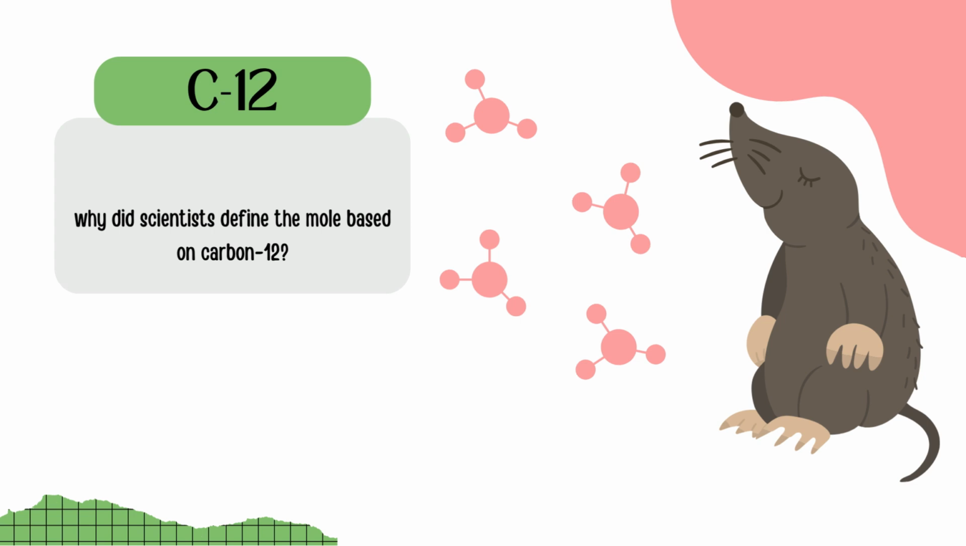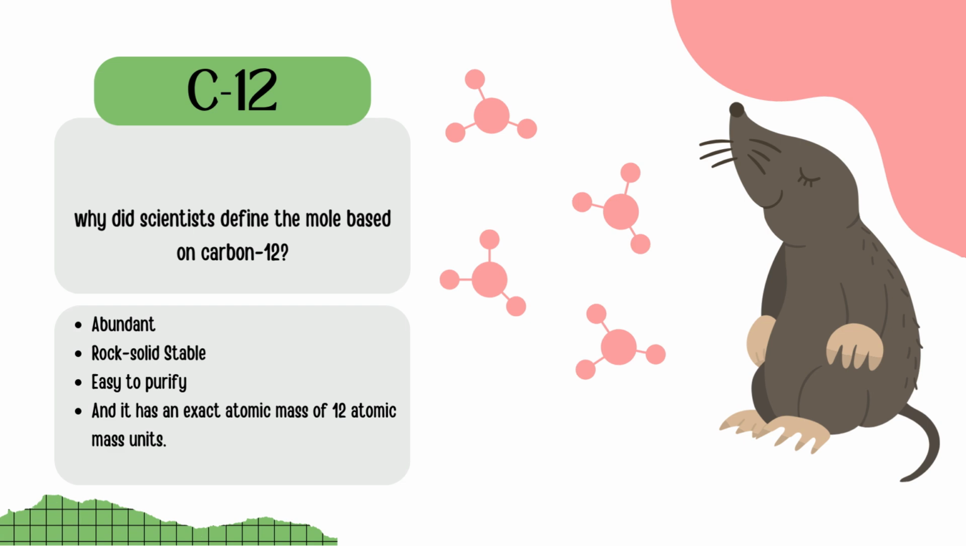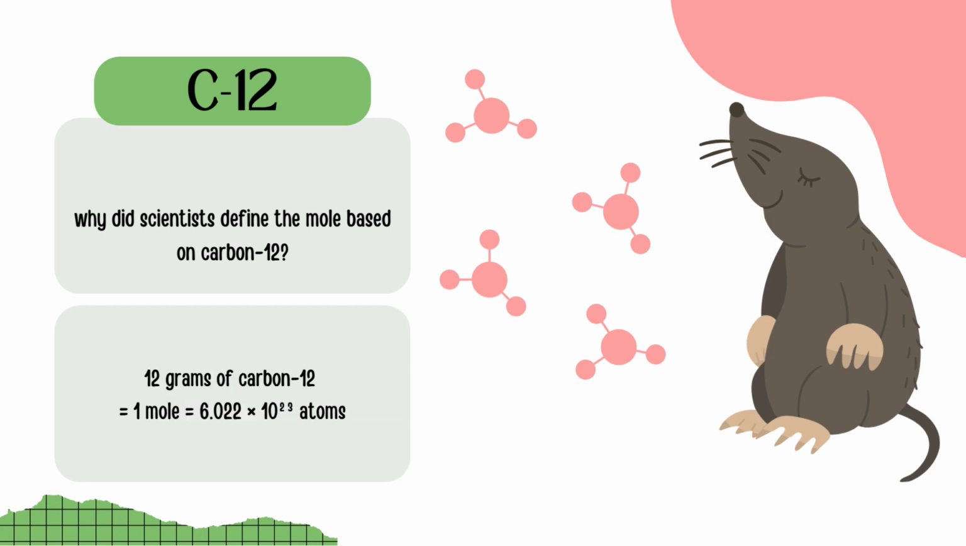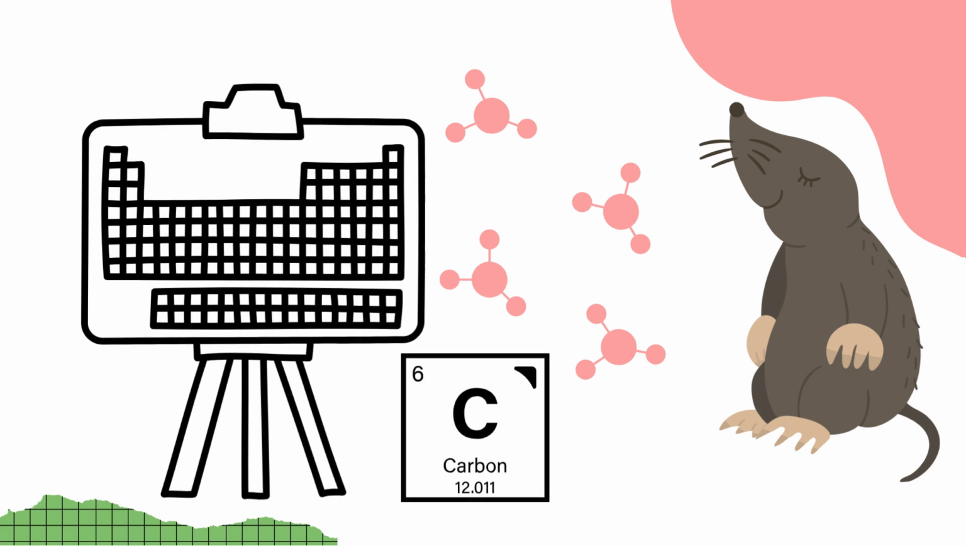Why did scientists pick carbon-12 as their gold standard? Simple. Carbon-12 is super abundant, rock-solid stable, easy to purify, and has an exact atomic mass of 12 atomic mass units. So, by definition, 12 grams of carbon-12 equals 1 mole, which contains 6.022 times 10 to the power of 23 carbon atoms. This smart standard keeps chemistry uniform across the entire globe.